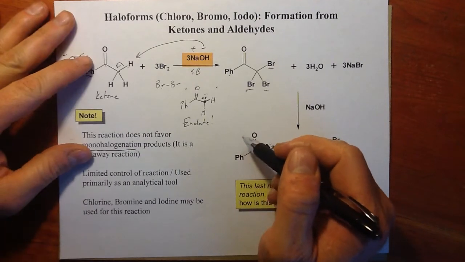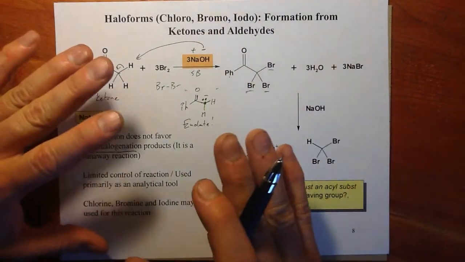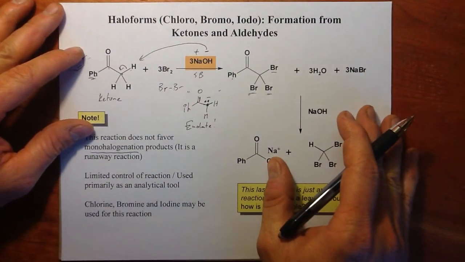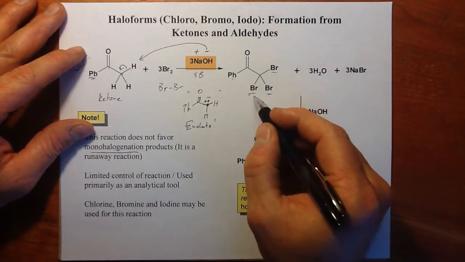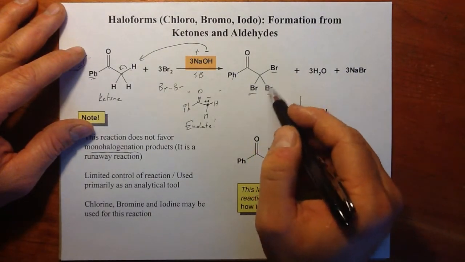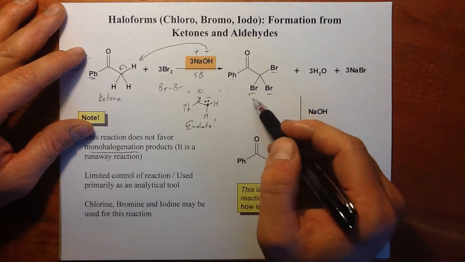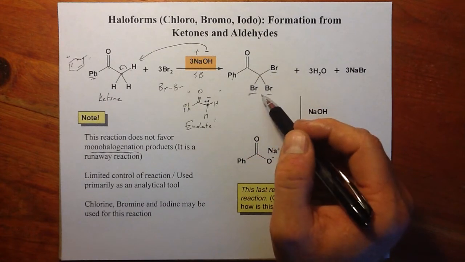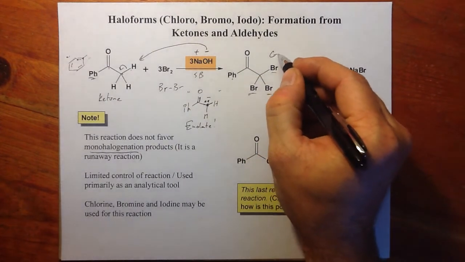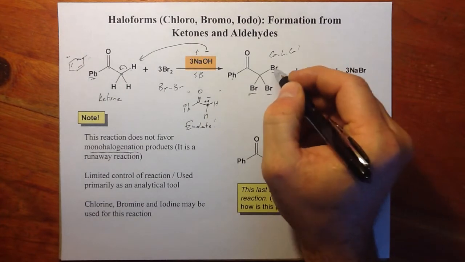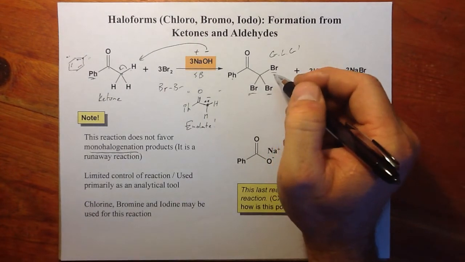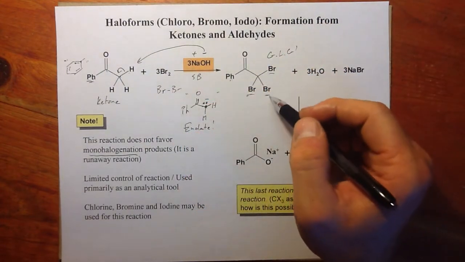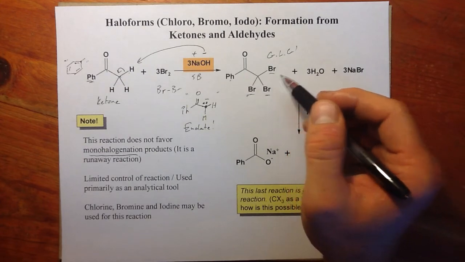Now, limited control of this reaction is seen, and therefore, if you want to go to the full alpha halogenation, that's fine, but many times it's used just as an analytical tool in this way. If we make the tribromomethyl phenyl ketone, this becomes not a great leaving group, but a good leaving group. This tribromo, trichloro if we had used Cl2, triiodo if we had used I2, we get a pretty good leaving group.